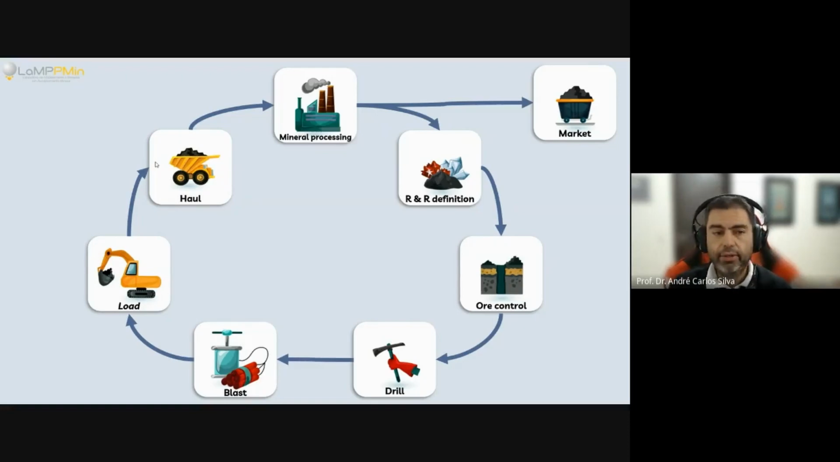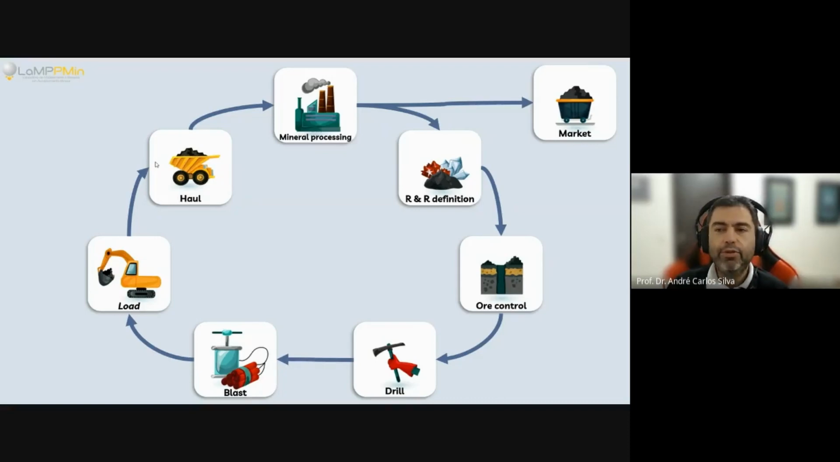But after we define, okay, I'm going to extract material from this part of my mine, then I have to go there, and I have to drill, to blast, to load, to haul, and to deliver this to the mineral processing plant. And then we start to process the material. And after processing this material, of course, I just put an arrow indicating the market. That's not true. That's not the case, because unfortunately we produce things that we can't sell. Okay, so we have tailings being produced in the mineral processing plant. So I have to tackle this also.